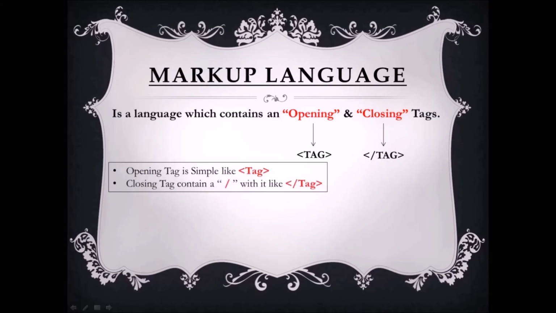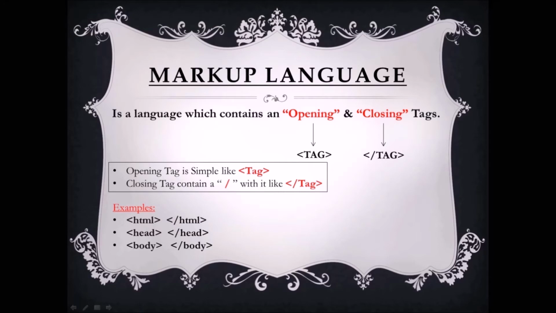An opening tag simply looks like a bracket on both sides, and in the middle the name of the tag. But the closing tag contains the bracket on both sides, in the middle the name of the tag, but before the name it contains a slash, which tells the browser that now the tag is closing. So let's go through some examples of tags. So here it is, the HTML tag with an opening and a closing tag. The slash tells us that it is an ending tag, a closing tag.